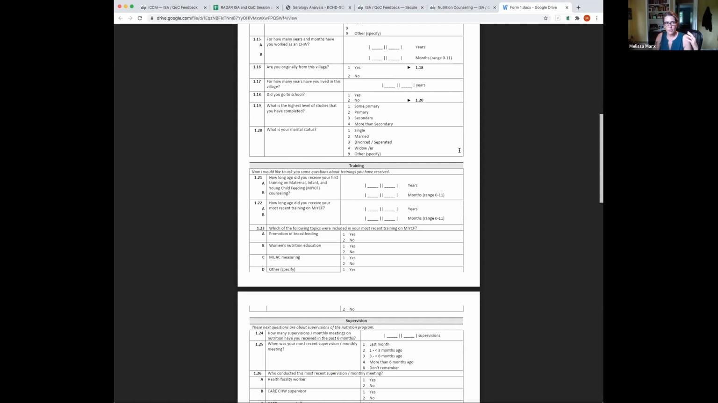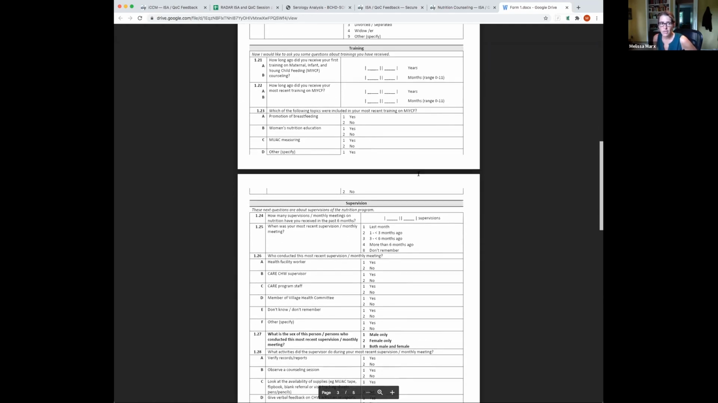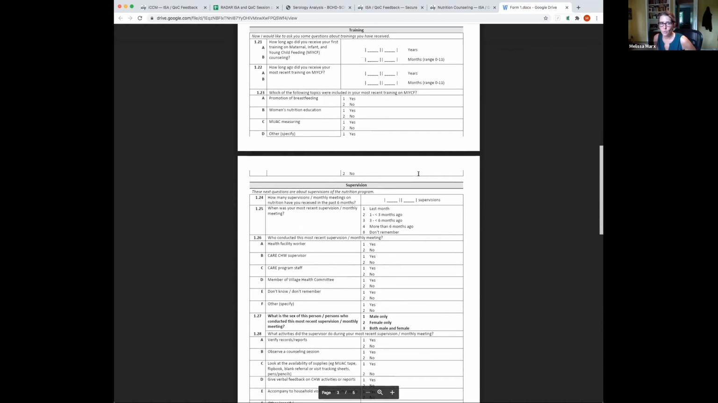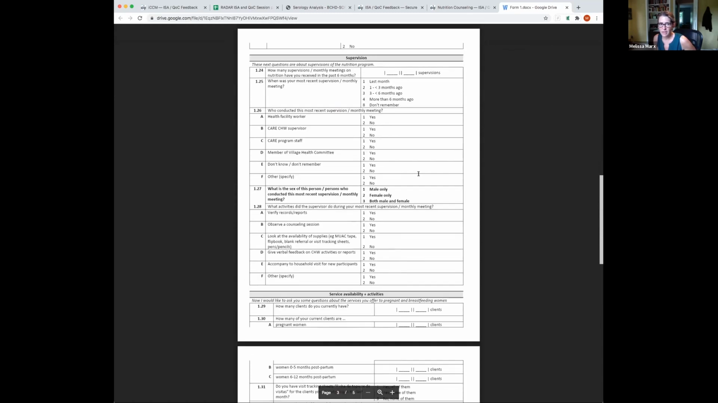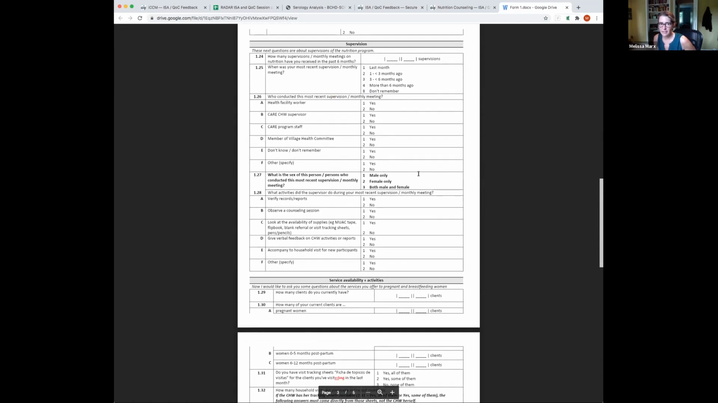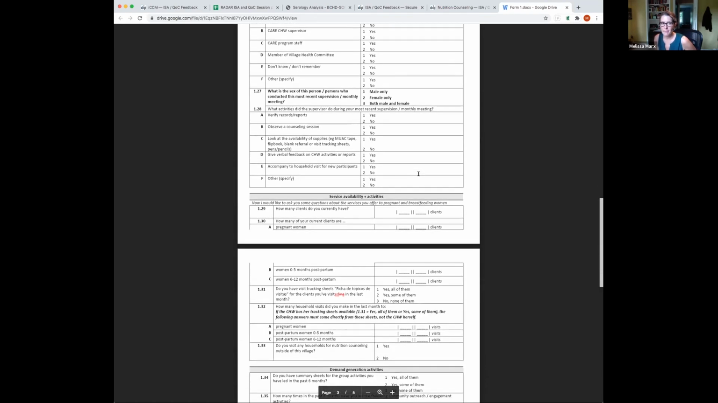So we tried to get at how long they had been working as a community health worker, were they from the village, and did they go to school, what was their education and marital status, what training did they receive, how long ago it was, and what topics were included in the training, how many supervisions they have had recently, and when the last one was, and who it was who supervised them.